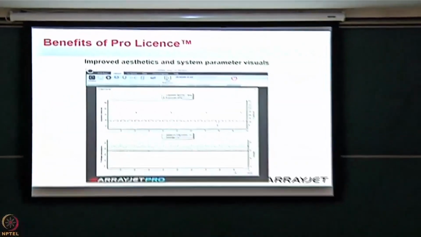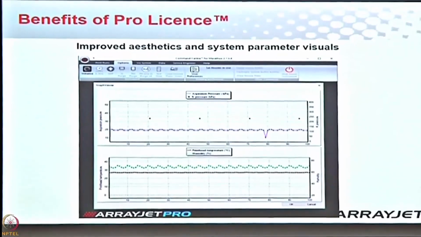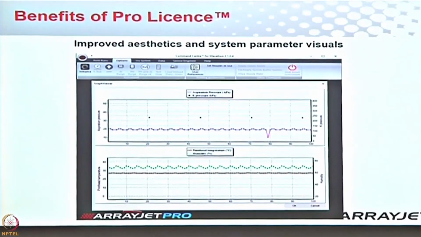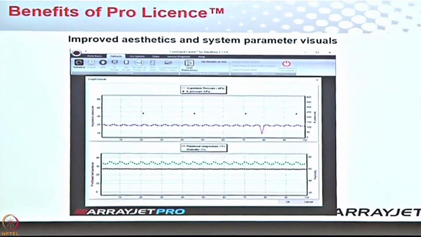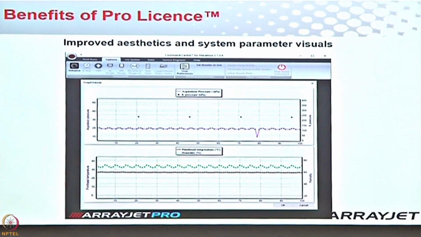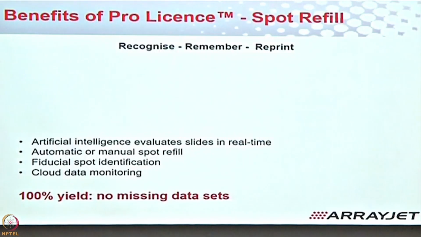This is how the Pro looks. Now, I've shown you the work that I was showing you before. If you noticed, it was on the Pro. It showed Advanced Pro in the previous feature. It was ArrayJet Pro. That's the software where all the camera and reprinting happens. It's actually part of artificial intelligence software which evaluates your slides in real time. It does automatic or manual spot refill, and it provides 100% yield, no missing data sets. So there is no need to repeat your experiments for a whole month.